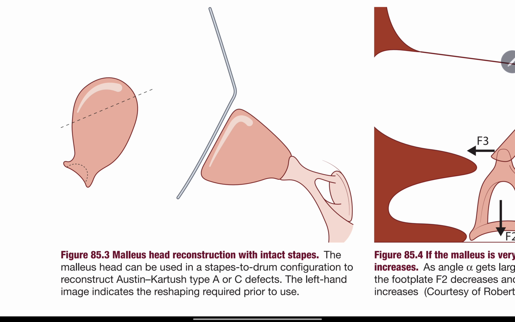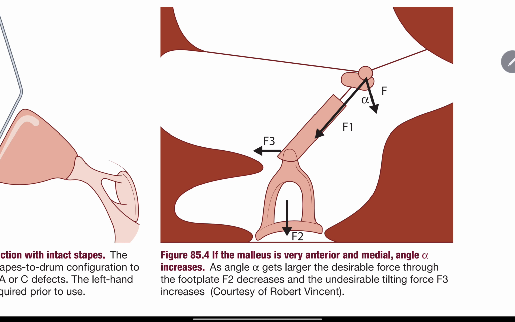Figure 85.3, malleus head reconstruction with intact stapes. The malleus head can be used in a stapes to drum configuration to reconstruct Austin-Kartush type A or type C defects. The left hand image indicates the reshaping required prior to use. Figure 85.4, if the malleus is very anterior or medial, angle alpha increases. As angle alpha gets larger, the desirable force through the footplate F2 decreases and the undesirable tilting force F3 increases.